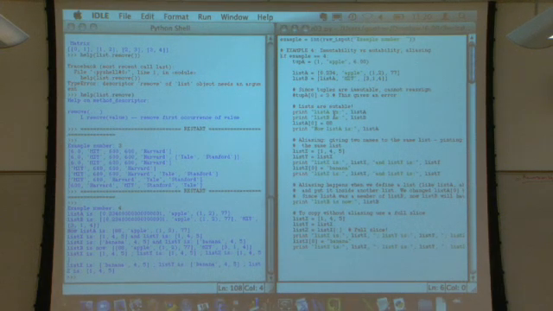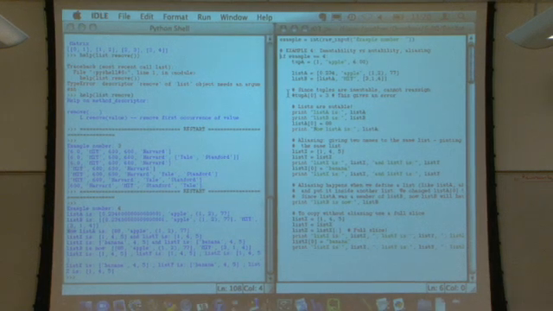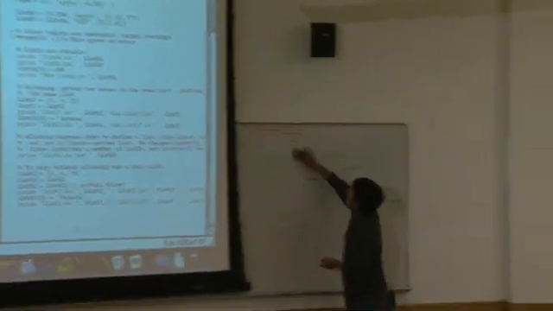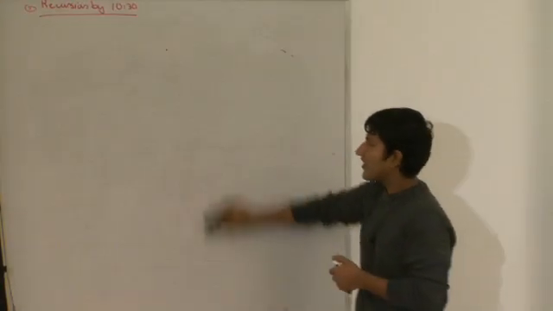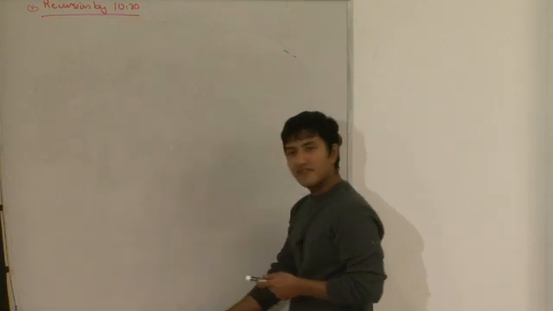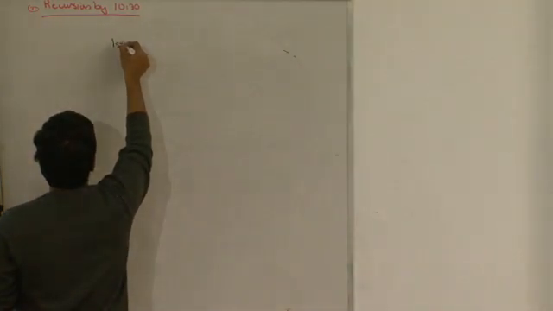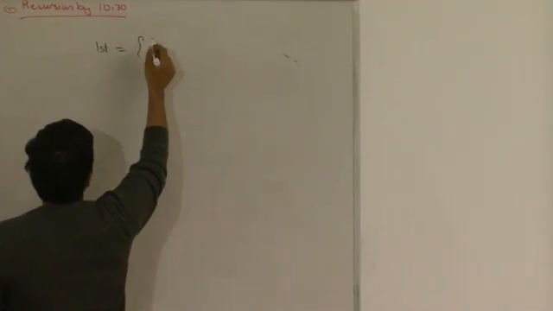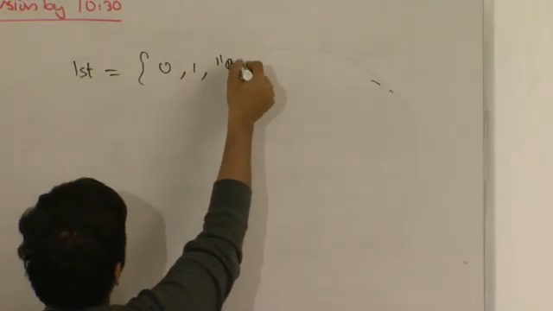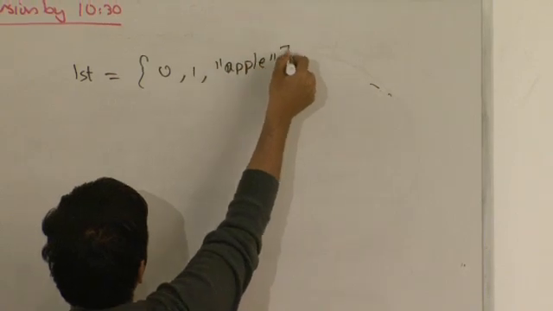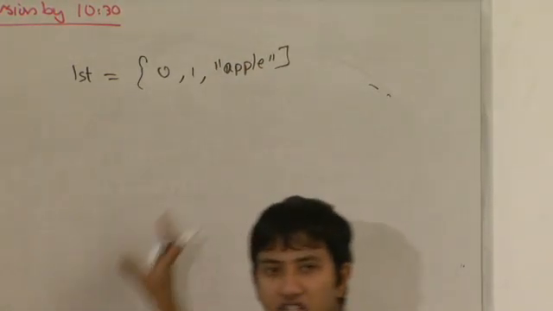Okay, there's an interesting part here. Lists are mutable, that we understand. But how are these lists actually stored in memory? For example, suppose you have a list LST, 0, 1, apple. How do you think it's stored in the memory?